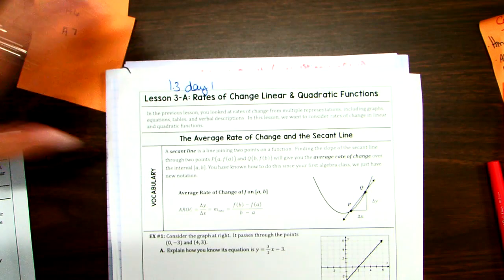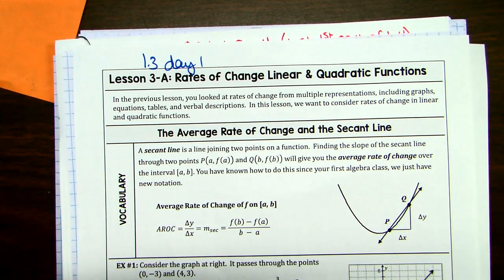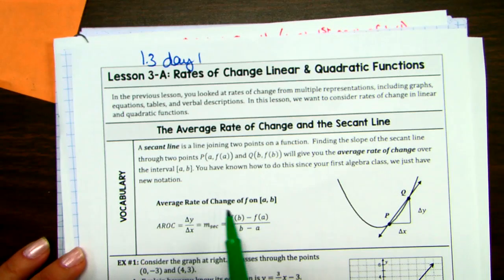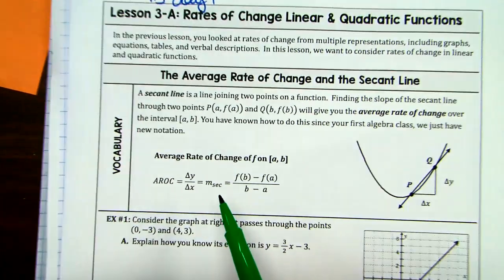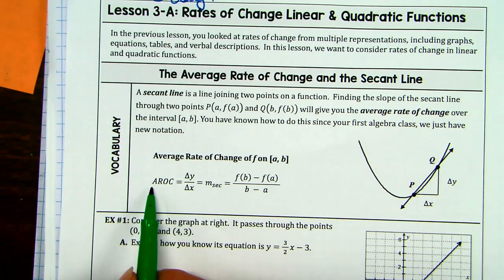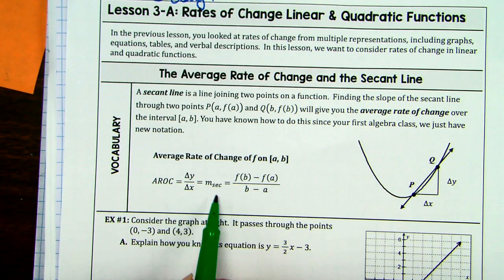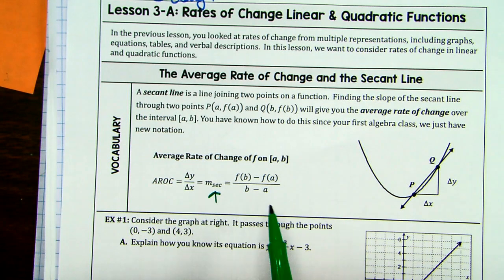So what I want to do is go over, for, like I said, the 100th time, this average rate of change concept. And we're going to extend it to one more type of idea today. Okay, so AROC, average rate of change, is the change in Y over the change in X. This is the new part, and I'll talk about that in a second.